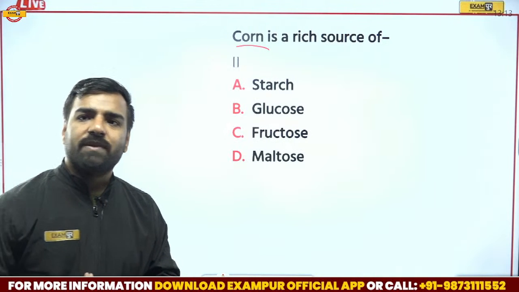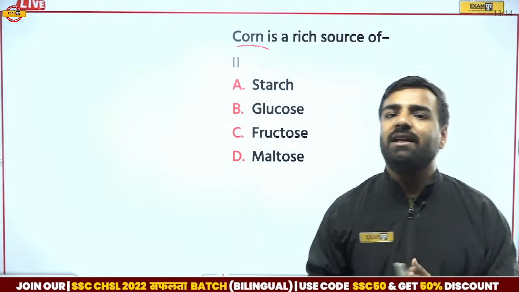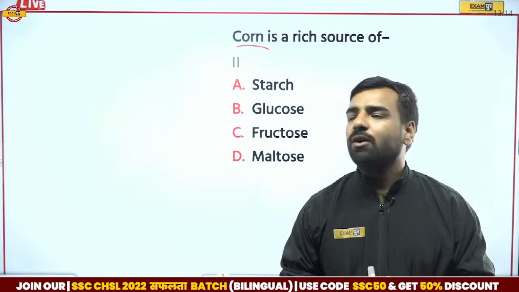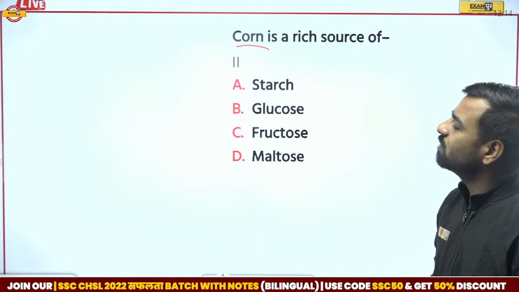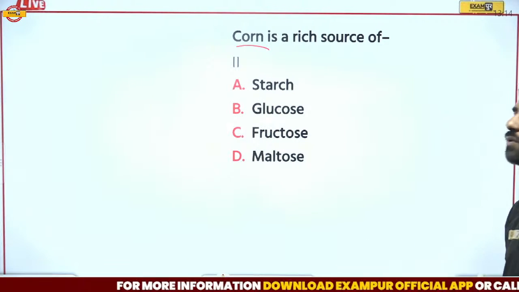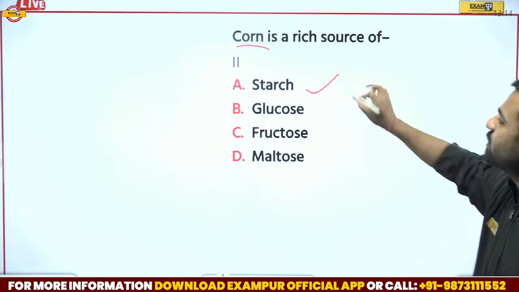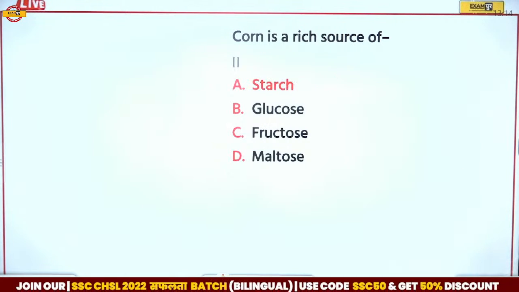Yeah, apples also. If I talk about apples, yeah, but malic acid would be the correct answer over there. Right, Kanak? Okay, so what about this question? Corn is a rich source of what? So is it starch, glucose, fructose or maltose? What do you think? Here, please remember, corn is a rich source of starch. So it will be having starch.